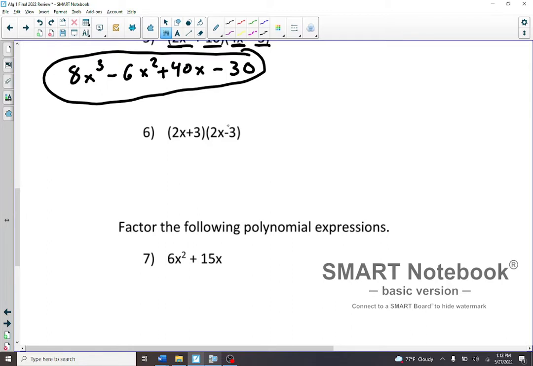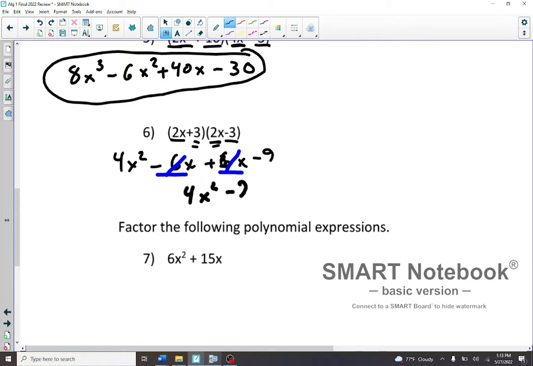Here, 2x plus 3 times 2x plus 3. 2x times 2x is 4x squared. 2x times negative 3 is negative 6x. Positive 3 times 2x is positive 6x. And 3 times negative 3 is negative 9. We combine like terms, but negative 6x and 6x cancel each other out because they're equal. So it's going to be 4x squared minus 9.